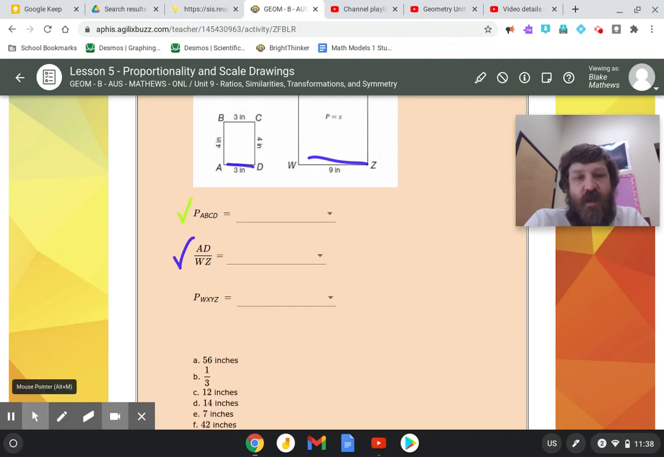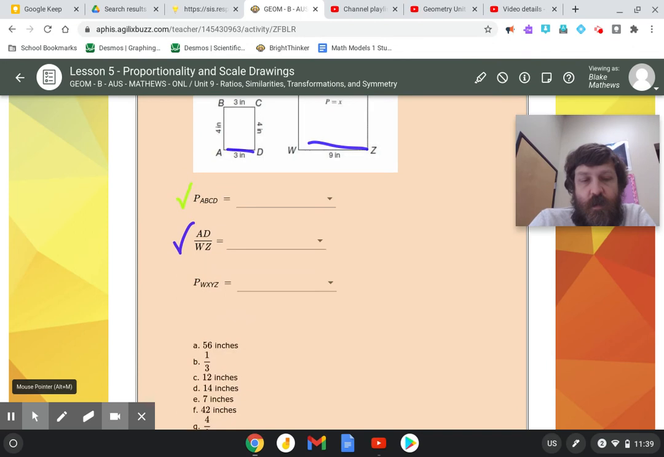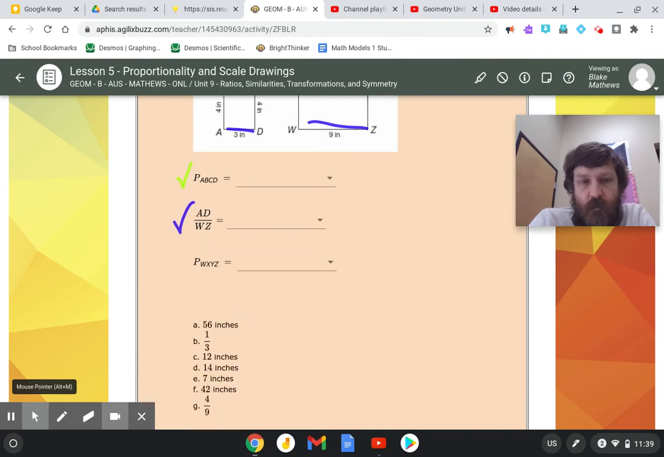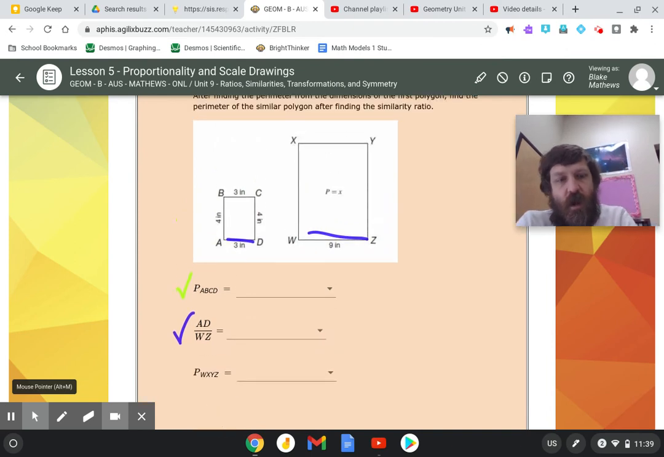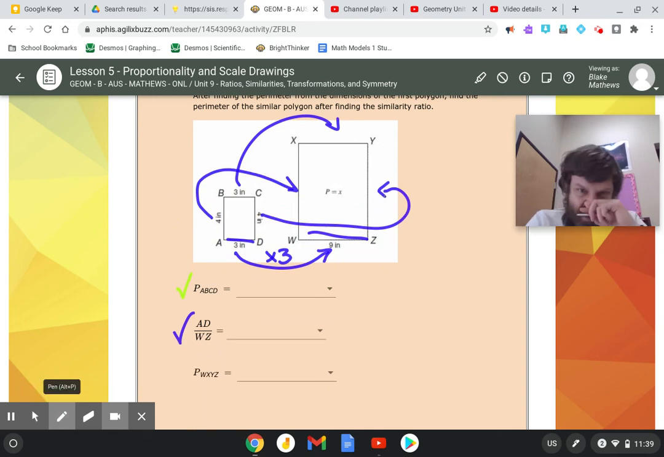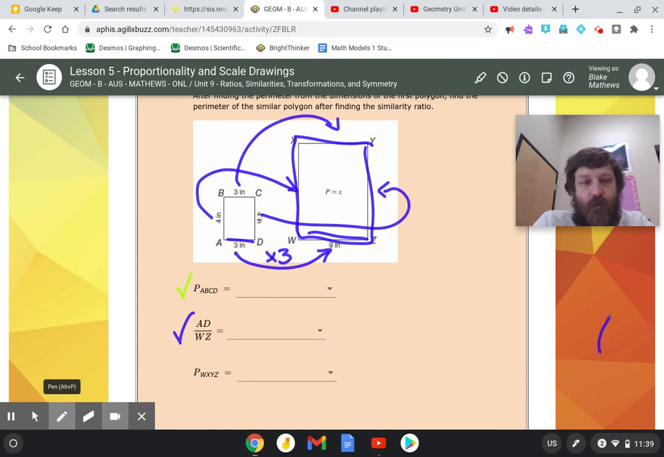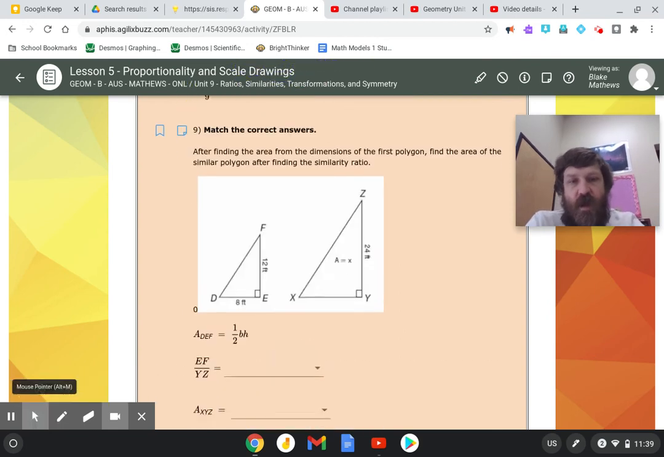And then to find the perimeter of the other figure, I'll tell you right now, you should be able to look at how we get from 3 to 9. It's times 3. And you should be able to use that to find the lengths of all the sides of this new figure. Once you find all 4, add them together to find the perimeter. So you use that times 3 to find the sides of this new figure and then calculate the perimeter based on that.